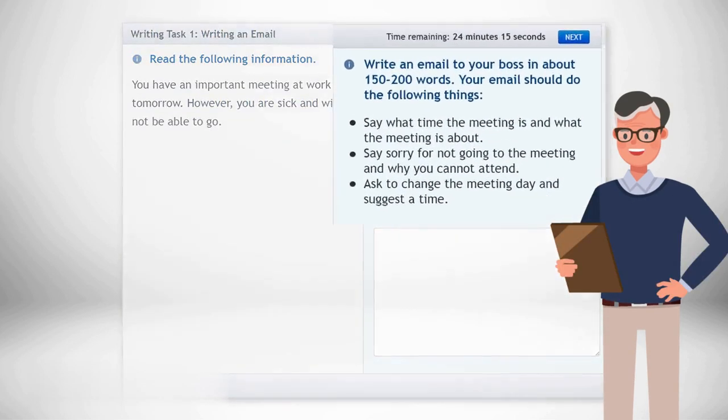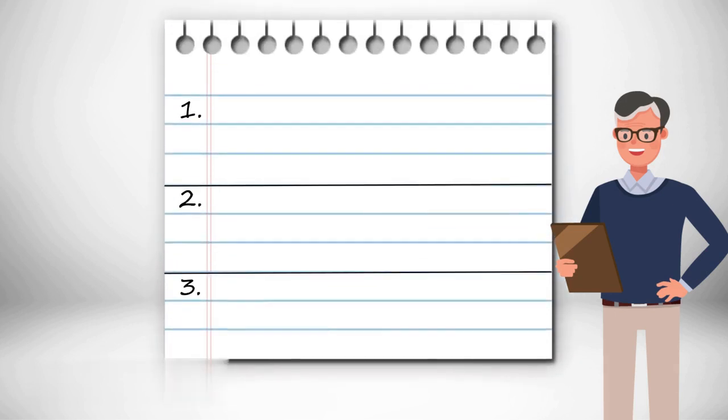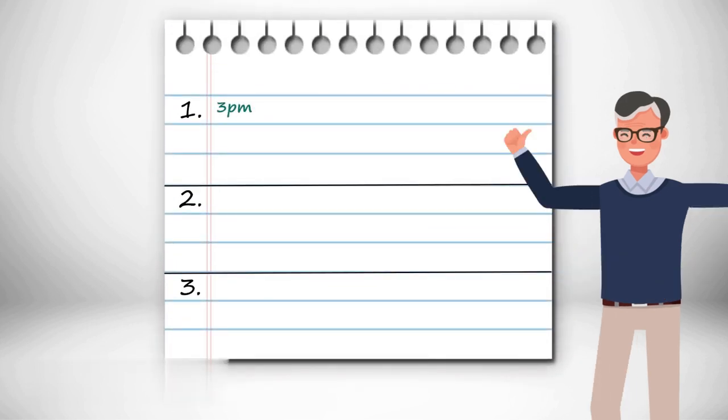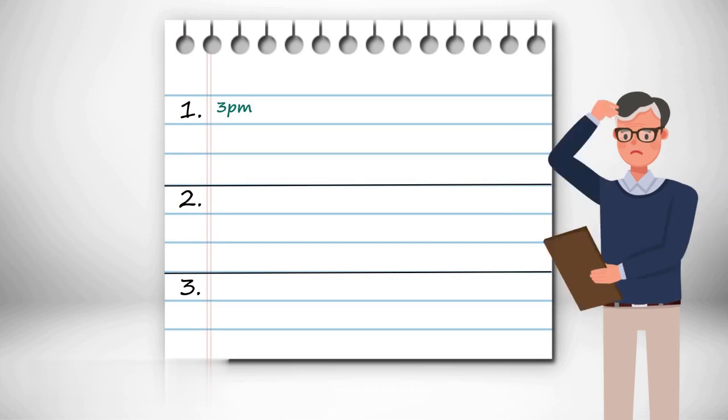So let's see. Number 1. Say what time the meeting is and what the meeting is about. I'll just say 3 p.m. Any time would be fine. What's the meeting about? I'll have to think about that. I'll come back to it later.